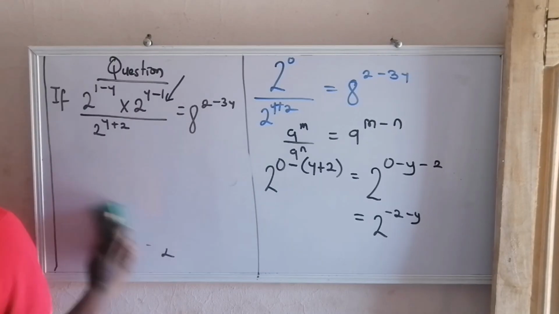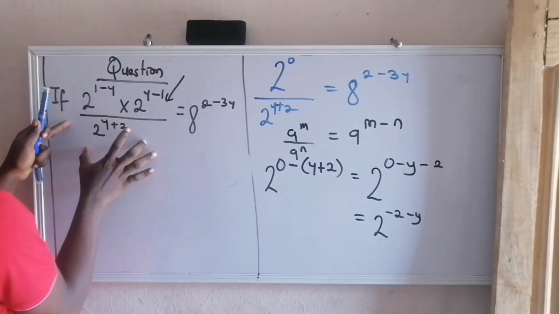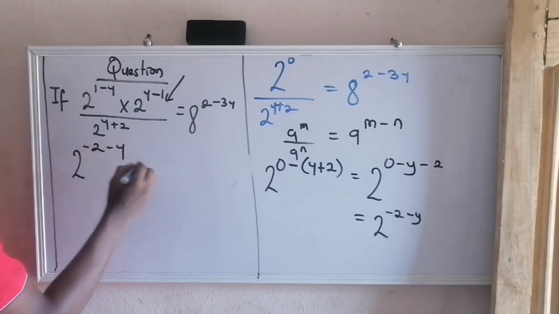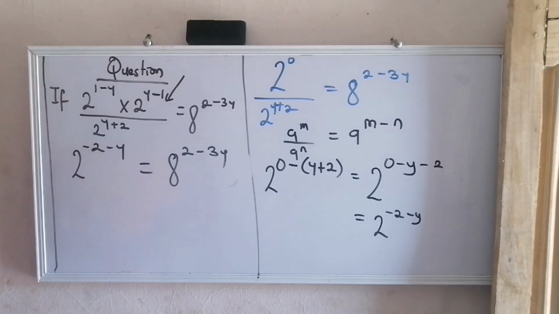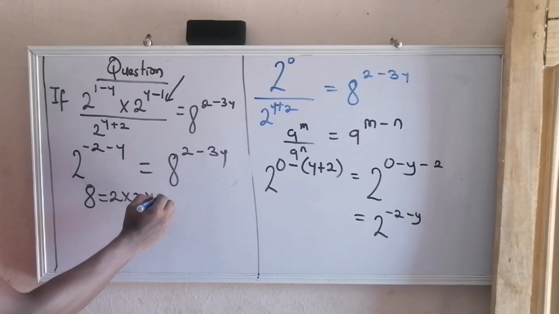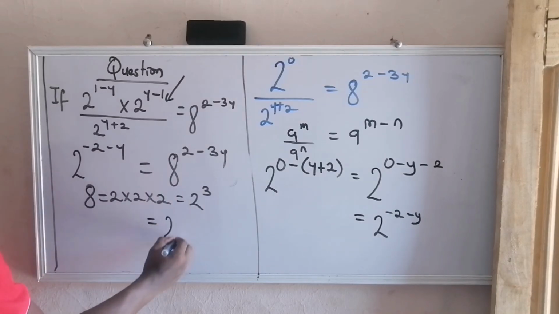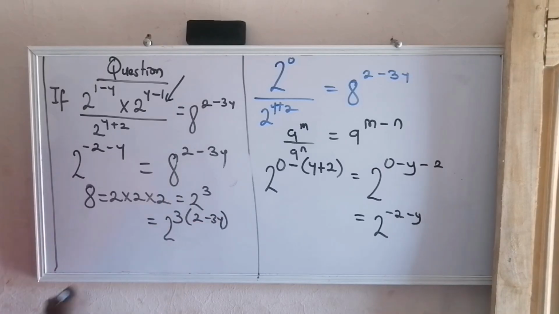Now, we go back to the question. We've been able to solve this part of the equation, and after solving it, we now have 2 raised to power minus 2 minus y equals 8 raised to power 2 minus 3y. Now, it is possible to express this 8 in index form. 8 can be expressed as 2 times 2 times 2, that's 2 raised to power 3. So instead of 8, I'm going to write 2 raised to power 3, then I'll put this 2 minus 3y into brackets. Then I'll have my minus 2 minus y.